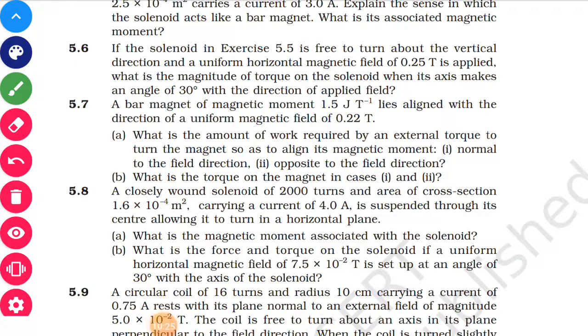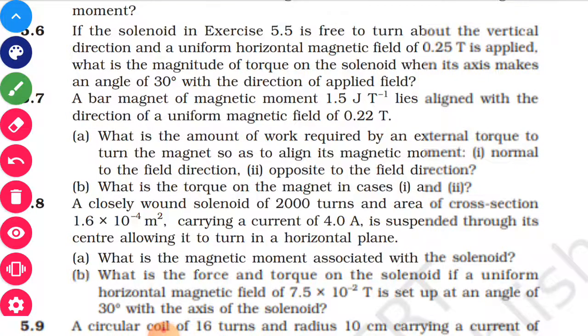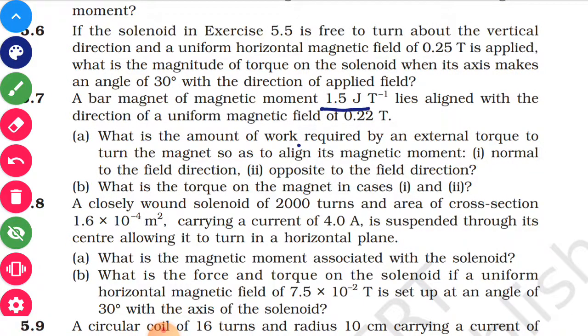Now example number 5.7. A bar magnet of magnetic moment 1.5 joule per Tesla lies aligned with the direction of a uniform magnetic field. Okay, so alignment is there, theta will be equal to 0. Now what is the amount of work required by an external torque to turn the magnet so as to align its magnetic moment normal to the field, and opposite to the field direction? Then what is the torque on the magnet in these two cases?